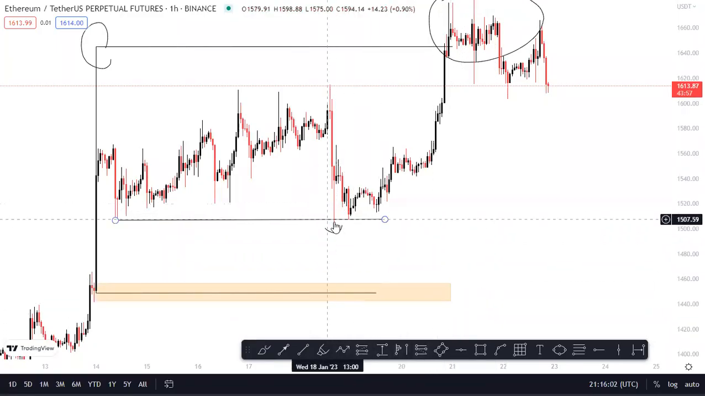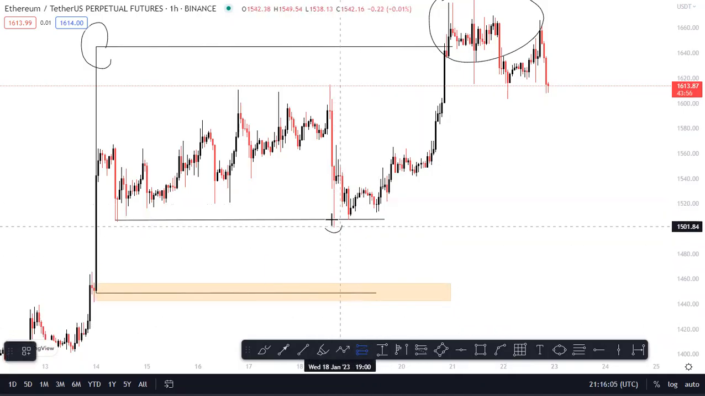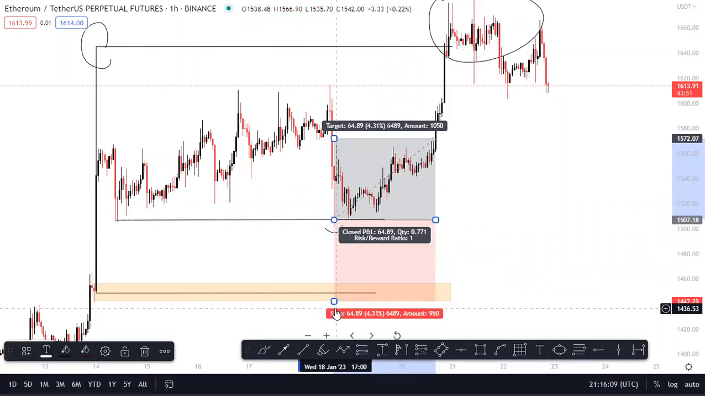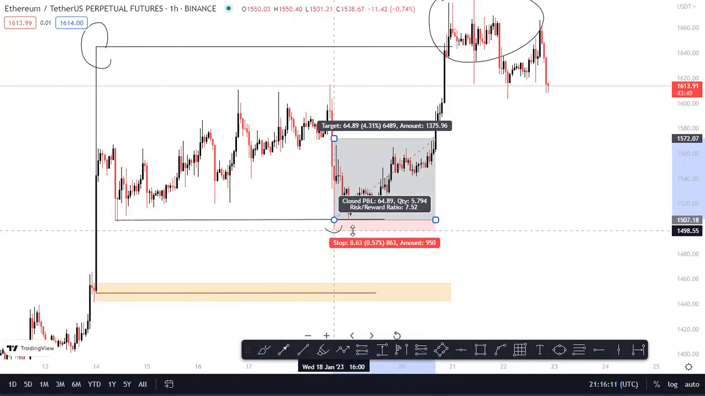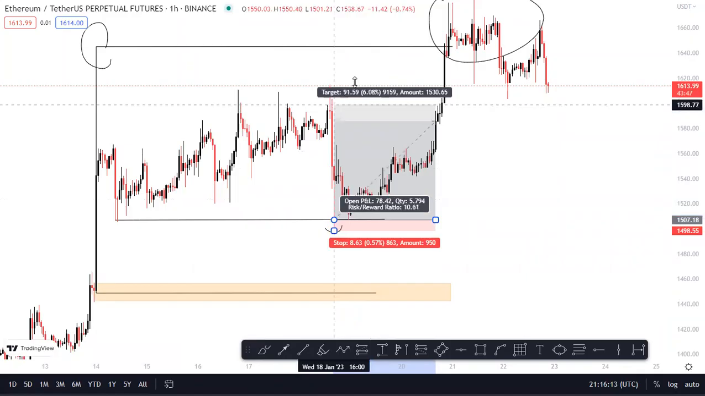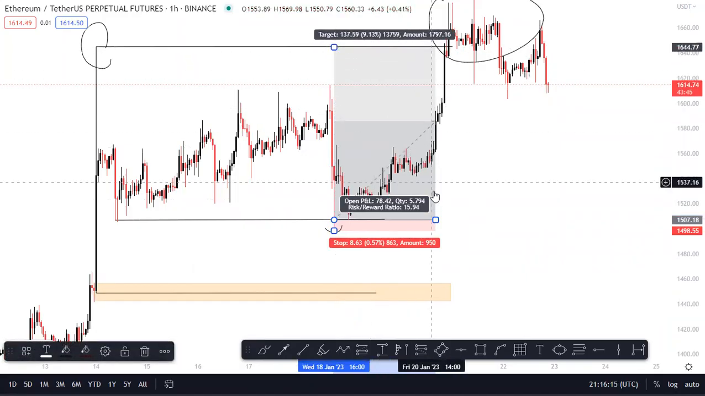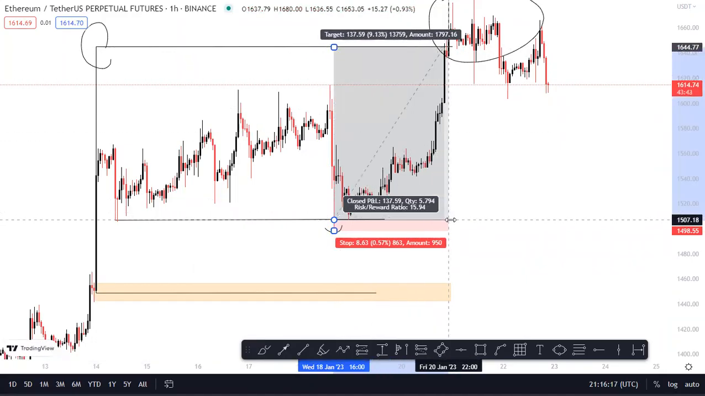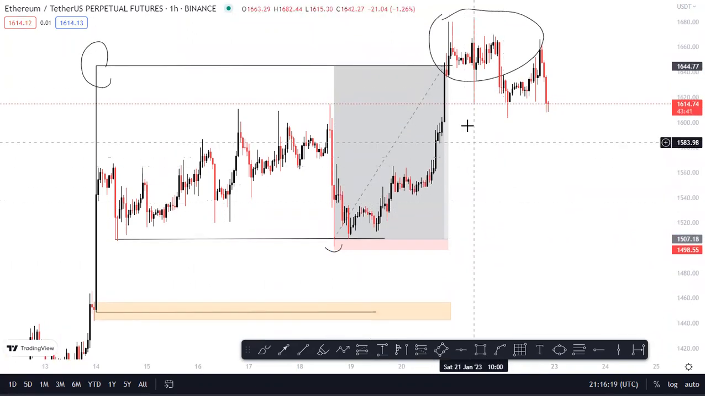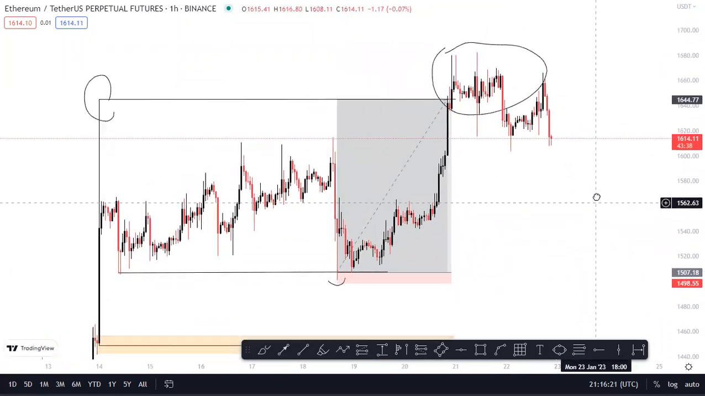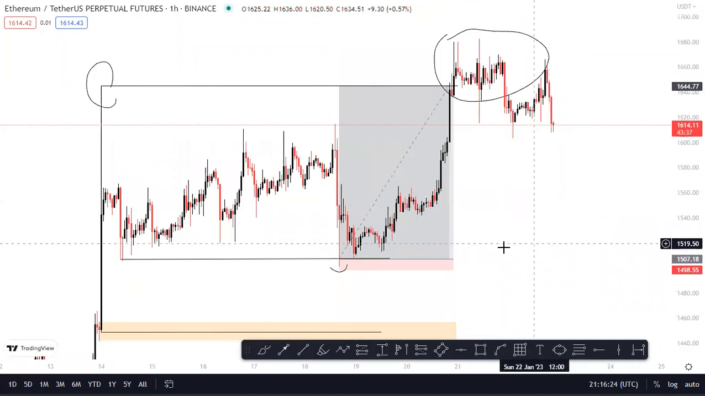I entered from here, right after that thing was coming. I entered from this point and this point. This was where I entered from, so it's actually risky for you. I entered from here, and I stretched my TP to the weekly time frame high. So I entered from here.